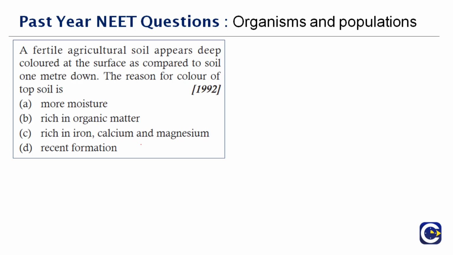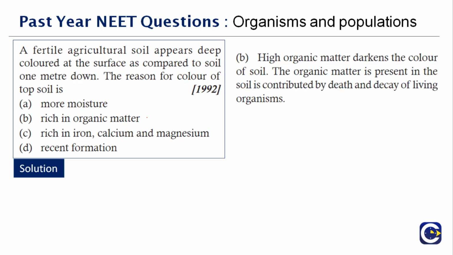The organic matter which is present in the soil is contributed by the death and decaying of living organisms. So as you go down, you will not see that color, because the plants or the animals or the living organisms that perish in the soil affect the top layer more. Instead of penetrating into the soil, the top layer will be more affected, and that color change is because of the richness in organic matter. Therefore the right answer to this question is option B.